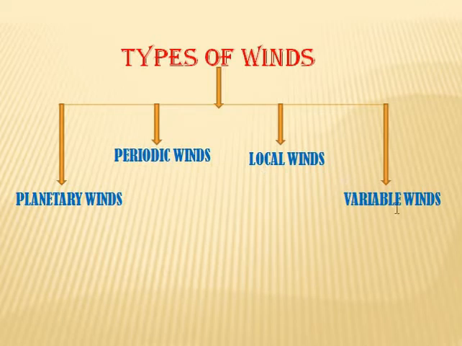And the last one is variable winds. With variable winds, we will not find any particular direction. They blow in any direction and their direction varies with the movement of the pressure systems. It means these winds are related to pressure systems, and these winds also blow in small areas.